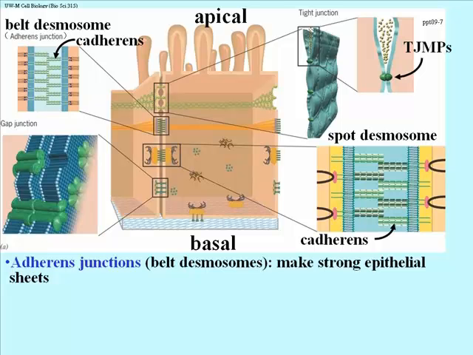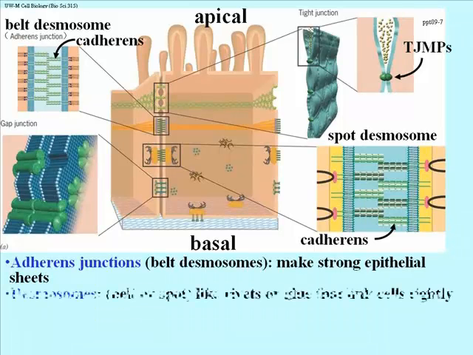And on the left, I should mention, the other kind of junction, or the third kind of junction, is a gap junction. And these are actually channels which are very small, but they're hydrophilic, and so they will allow ions to flow between cells. So, adherence junctions, as I said, these are belt desmosomes, and they help to create strong sheets of epithelial cells or endothelial cells that line the blood vessels or your gut, for example.